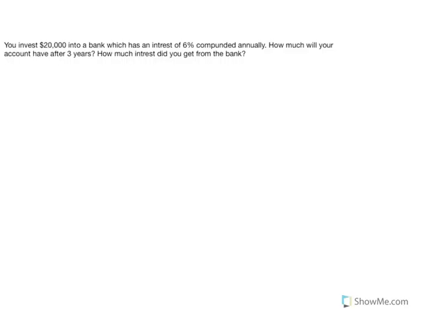Okay, here's an example. You invest $20,000 into a bank which has an interest rate of 6% compounded annually. How much will your account have after 3 years? How much interest did you get from the bank? So this is a 2-part question. They want to ask us first, how much money is in our account after 3 years? And our second part of the question is how much interest did you get from the bank? And I'll show you how to do this.